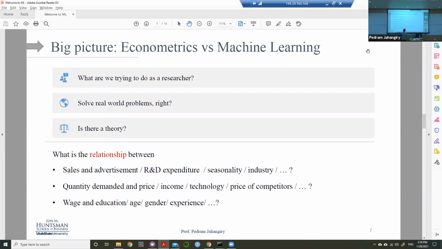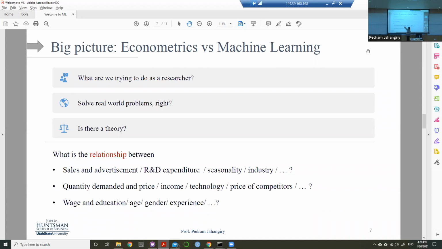Okay. Sometimes for our questions, there's a beautiful theory like this. Is there a relationship between quantity demanded and price, and income, technology, price of competitors, and substitutes? Yeah, Econ 101, this is the law of demand. If price increases, the quantity demanded decreases. If the income of the family increases, the entire demand will shift up. Things like that. So there is a theory for that.